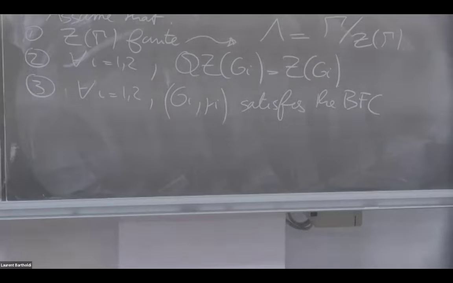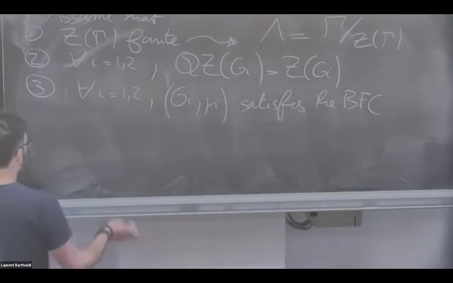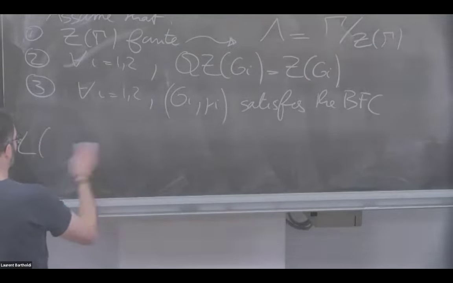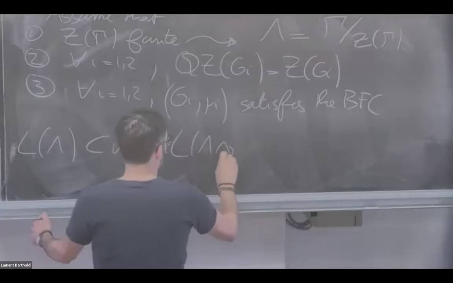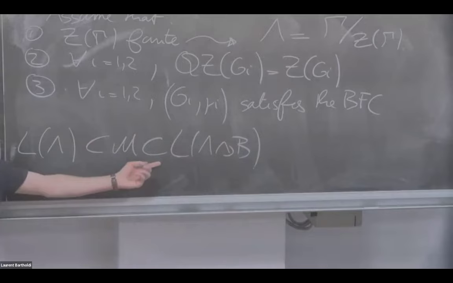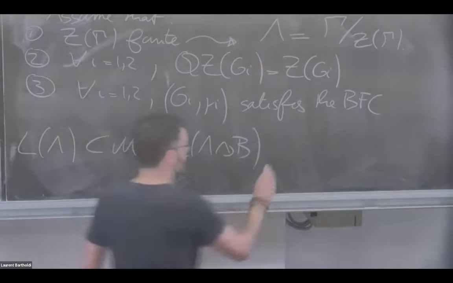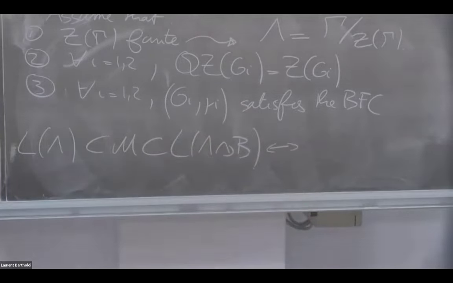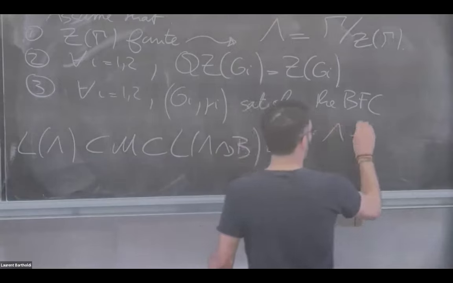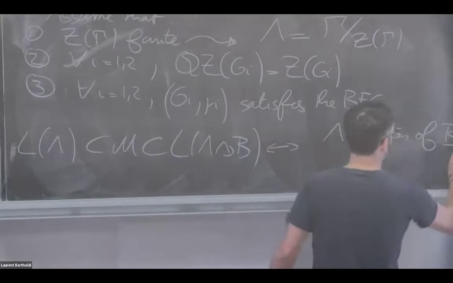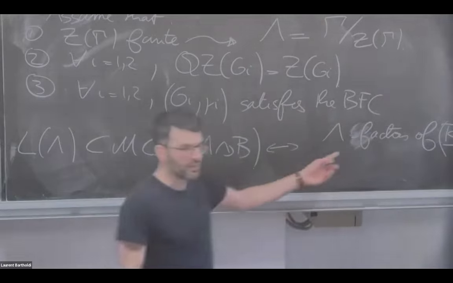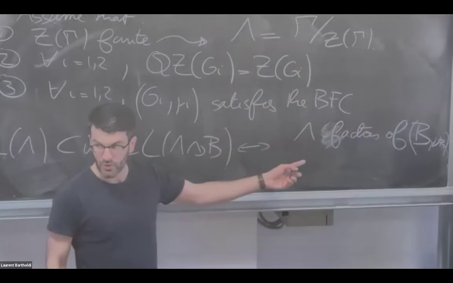So rather than looking at the Gamma action, I prefer to look at the Lambda action, so Gamma mod the center, because the center of Gamma acts trivially. So then there is a one-to-one correspondence between intermediate fundamental algebras and Lambda factors of B, mu B. And we know what they are, right? By the Bader-Shalom factor theorem, we know they are products of boundaries.